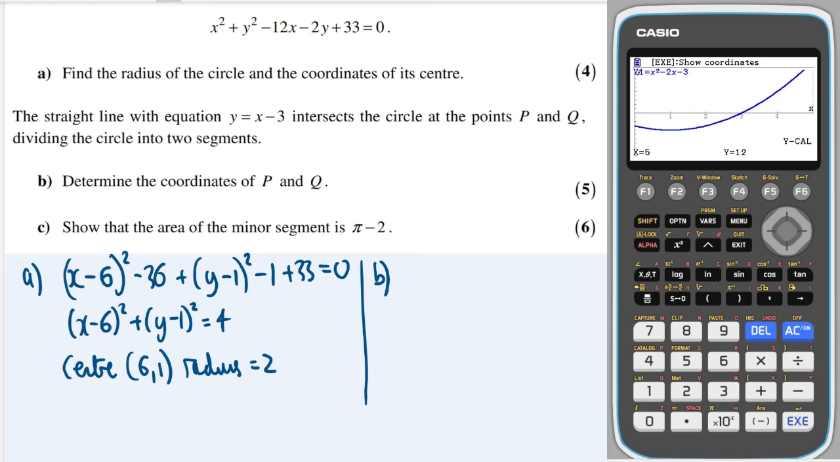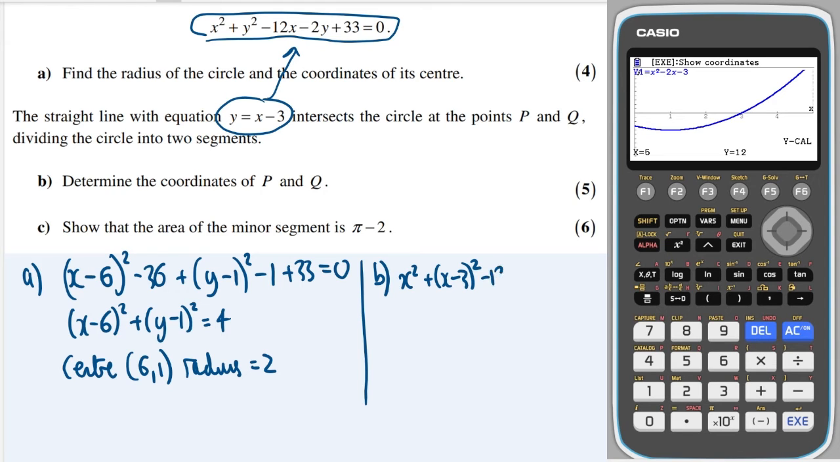And we're going to substitute the line into the circle. I always find it best to do it into the original equation, because you may have made a mistake when working out this one. So this is going to give me x squared, y squared will be x minus 3 squared, minus 12x, minus 2 lots of x minus 3, plus 33 equals 0.